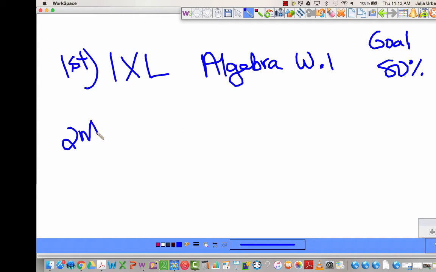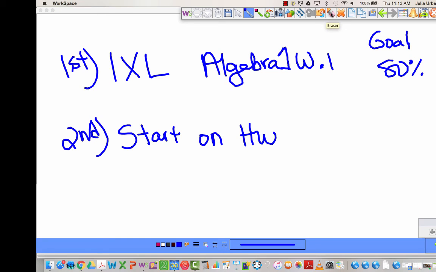Second, when you finish that, return your Chromebook correctly, meaning don't shove it in. You need to pull the wire out so you can gently put the Chromebook back in and start on homework. Algebra 1. Homework's back on the website because there's not diagrams involved.